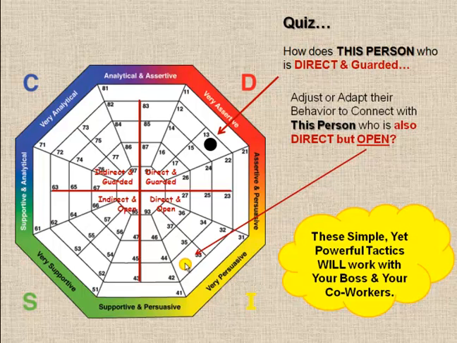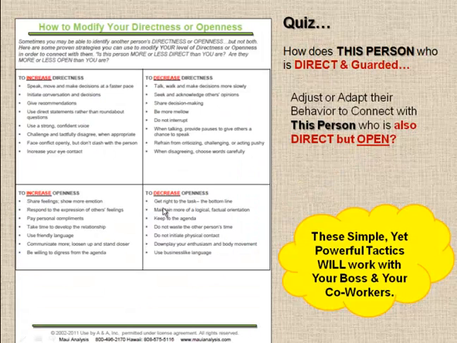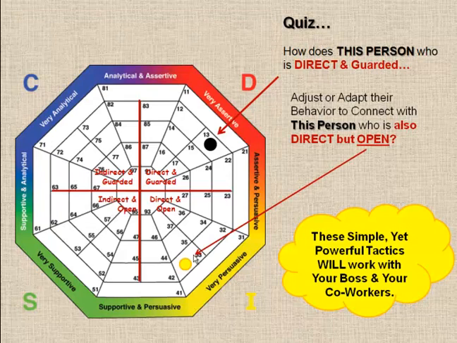And all he has to do is make a slight adjustment just for the few minutes that these individuals are connecting. So if you want to decrease your openness, here's what you do. Use these strategies. You get right to the task. You maintain a logical, factual orientation. You stay on the agenda. You really remember that this person is all about results, so you don't waste their time. And you downplay enthusiasm and body movement. And you use business-like language. So here's what happens.